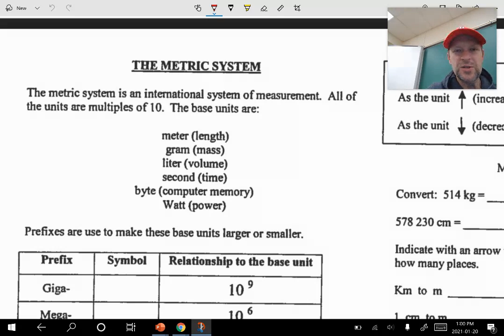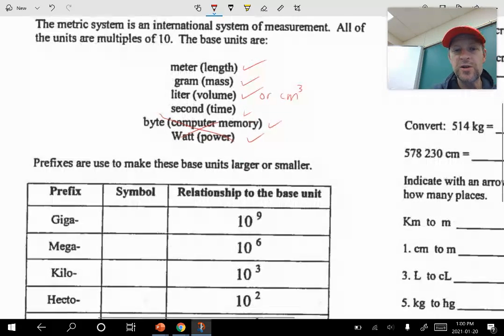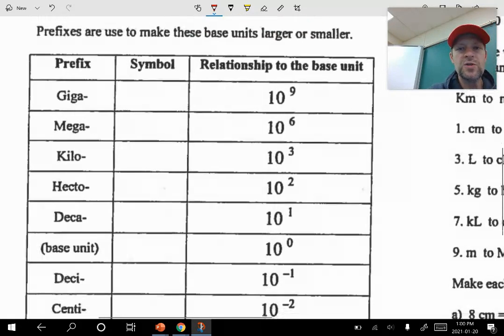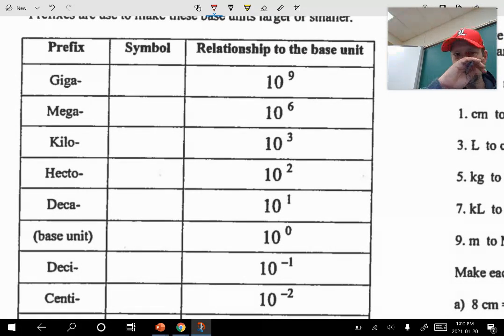All right, so the metric system is an international system of measurement. All the units are multiples of 10. And the base units are meters for length, grams for mass, liters for volume, or centimeters cubed when we're doing density. Seconds are for time, bytes are for computer memory, and watts are for power. Now, in this course for chemistry, we really don't need to use those two, but they are standard units of measurement. So the first thing I have to go over with you is what are these symbols and what do they mean?